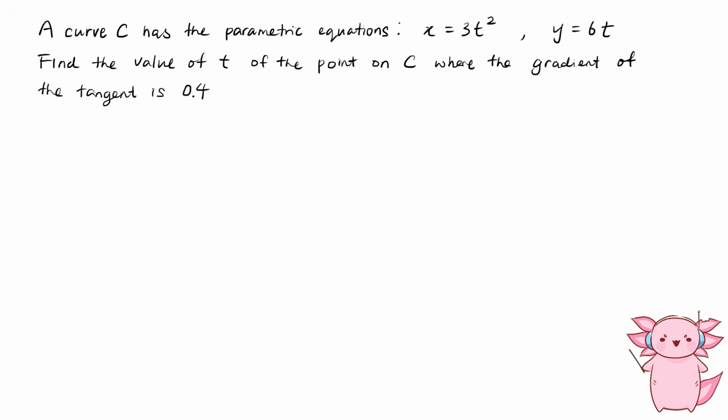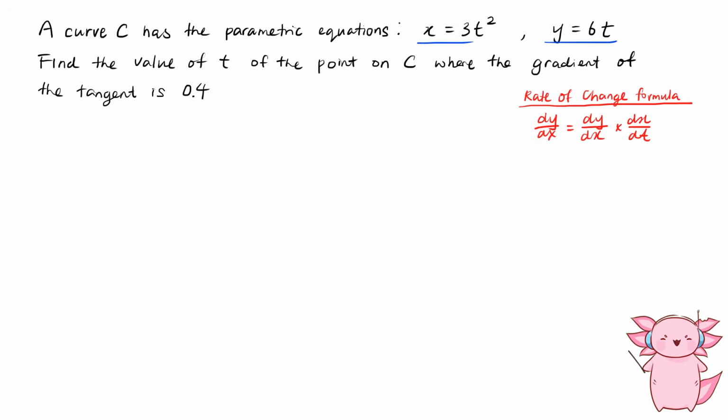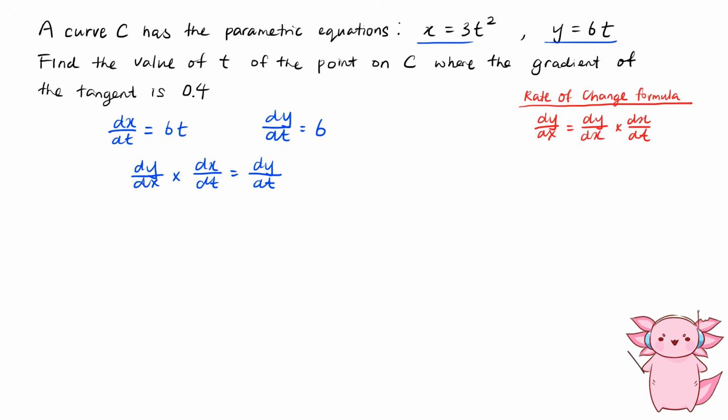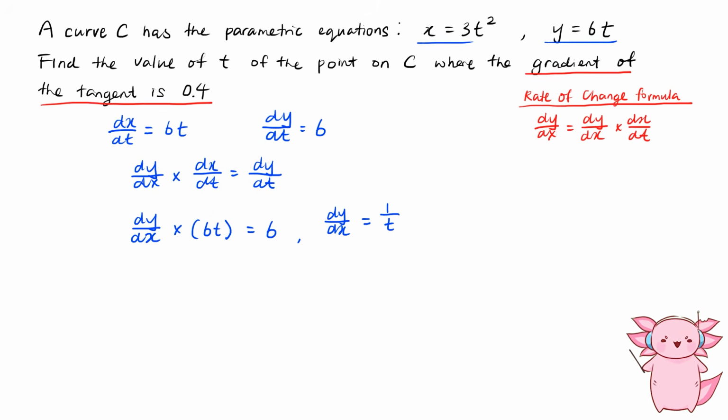The other method to solve parametric equations is what I call the rate of change method. Since x and y are in terms of t and they are relatively easy to differentiate, we can get the values of dx/dt equals 6t and dy/dt equals 6. Then we can construct the rate of change equation like this, and we can solve for dy/dx to be 1 over t. Now since we know the gradient of the tangent is 0.4, we can just solve for t to be equal to 2.5.